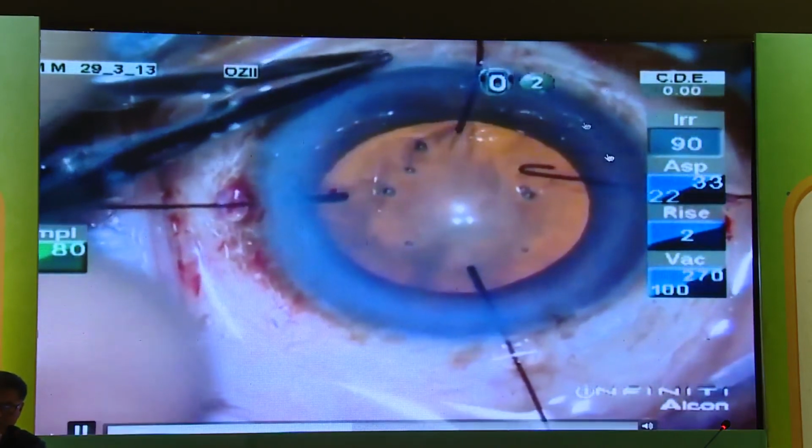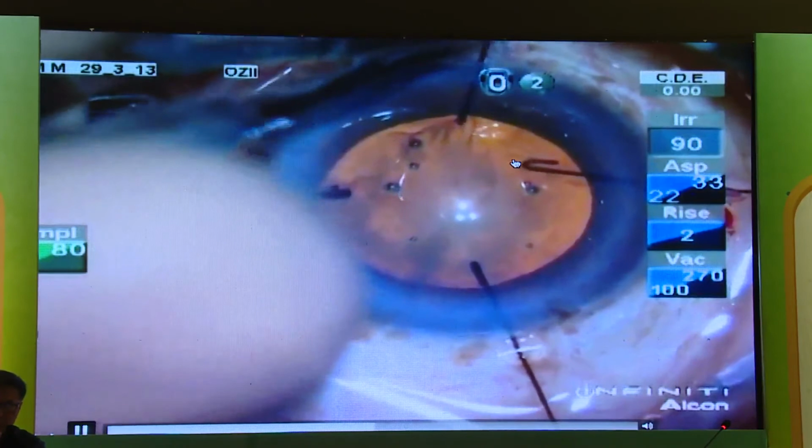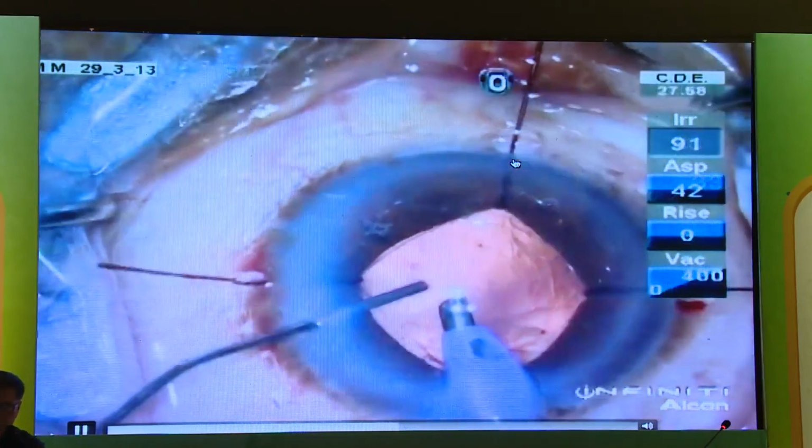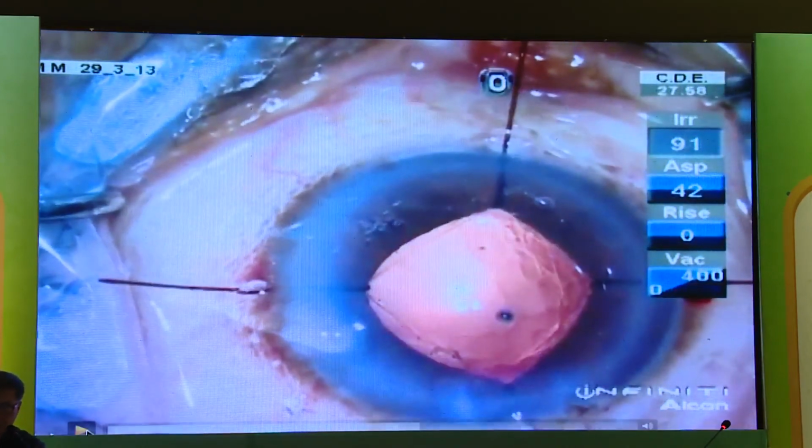Putting in these hooks, you can get away with this in most of the cases, but sometimes you'll see that this is just hanging loose. Because if your irrigation is very high up and you put in fluid there and suddenly the chamber deepens, these hooks just come off. Then you won't be able to look at it and you'll be looking at the nucleus, but then this will be off. So please do not have a very high bottle height when you go in with your phaco probe when you have iris retractor hooks in.